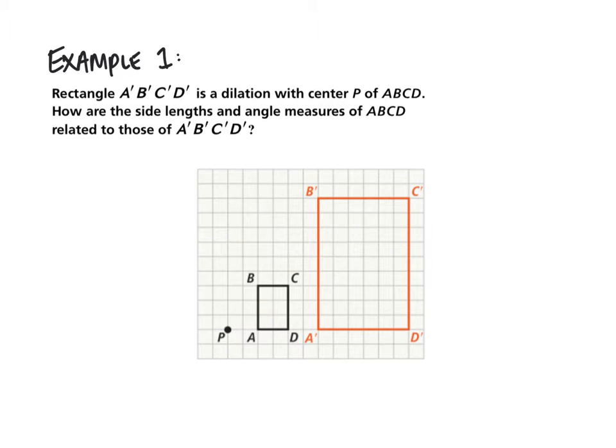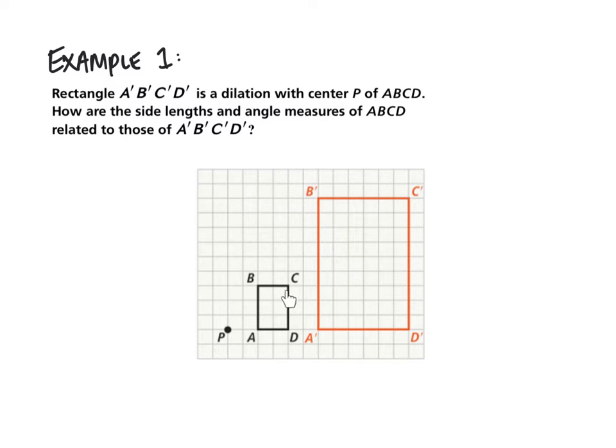So let's go ahead and take a quick look at how we could use these ideas of dilations in a few example problems. For this problem, we have triangle A prime, B prime, C prime, D prime, which is a dilation with a center at P of the black triangle ABCD. So we can see that it's obviously an enlargement, right? That the black triangle got bigger. The question is just asking, how are the side lengths and angle measures of the two triangles compared to each other? So let's look at side lengths first.